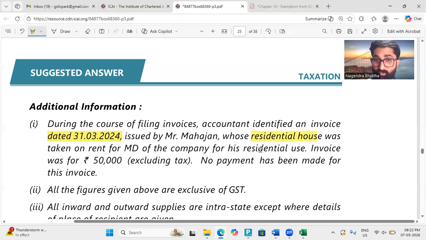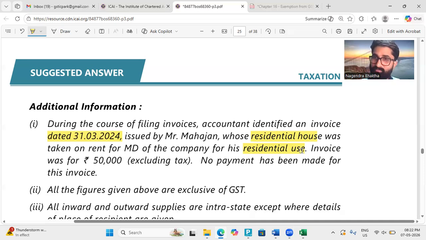here it is taken by the company for the MD, who has used it for residential purpose. See, my company has one MD. My company gives a residential house to the MD for his residential purpose. For the MD, it is residential purpose, but for the company, it is not residential purpose. See, I am the proprietor. I take a residential house for my residential purpose.